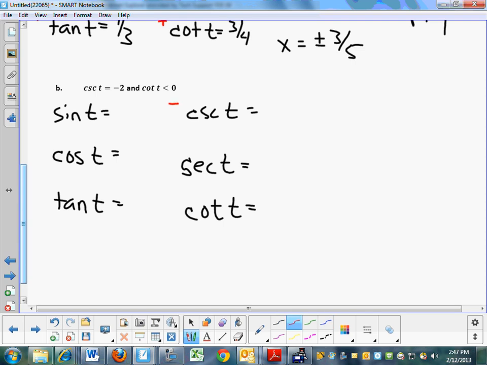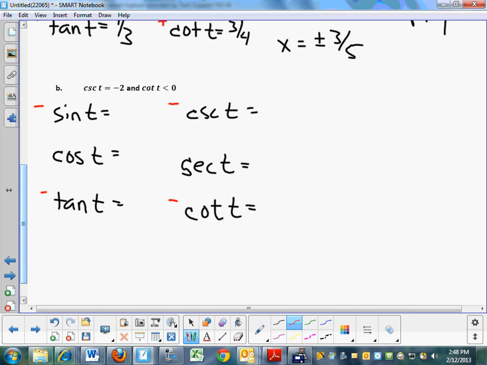We know cosecant is negative, and therefore sine would be negative. We know cotangent is negative, and therefore tangent is negative. If sine is negative and tangent is negative, which quadrant am I working in? Tangent's positive in the third. Where's sine negative? Sine is y over r, so it's going to be negative below the x-axis, so in 3 and 4. Tangent is negative in the fourth, but positive in the third, so we're working in the fourth quadrant.